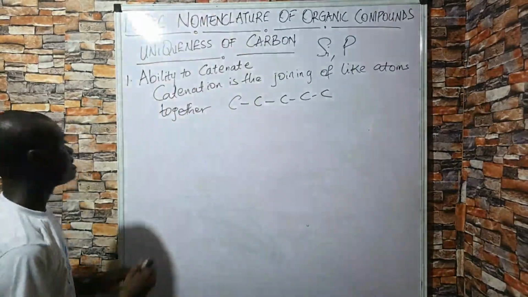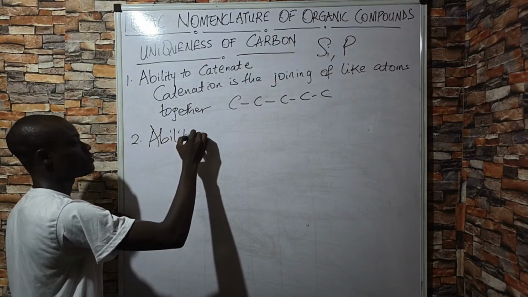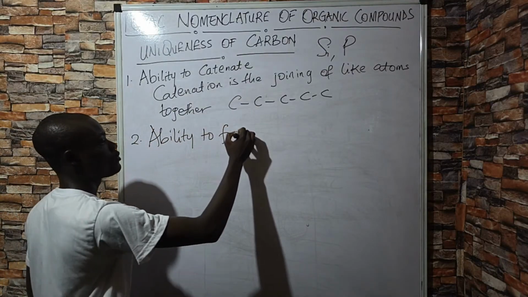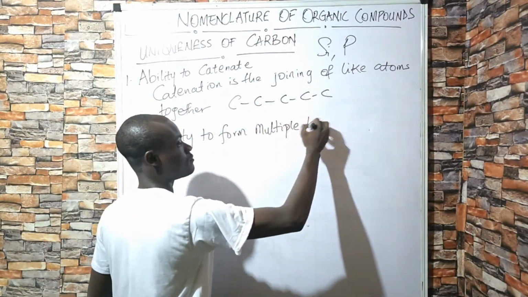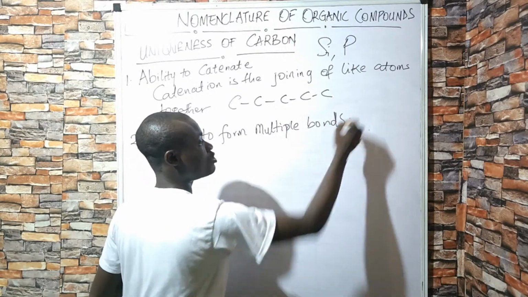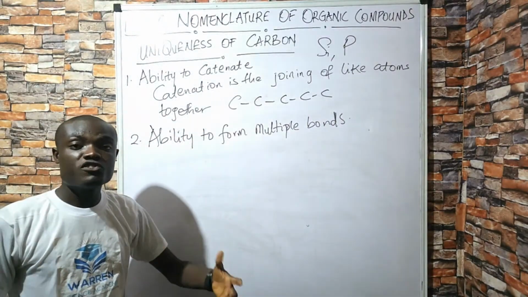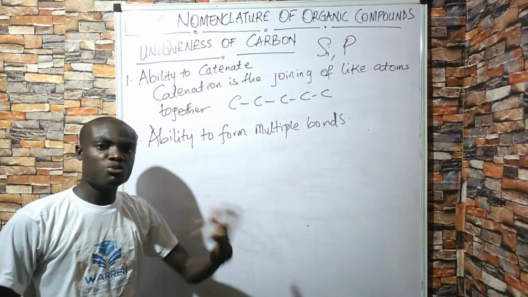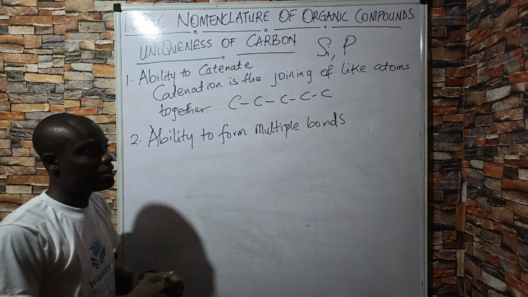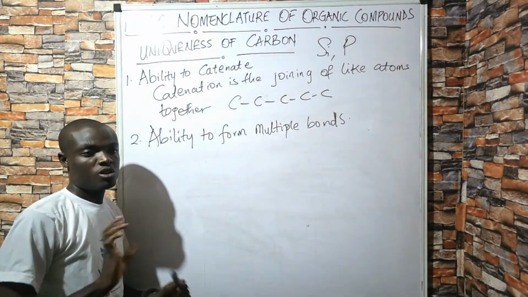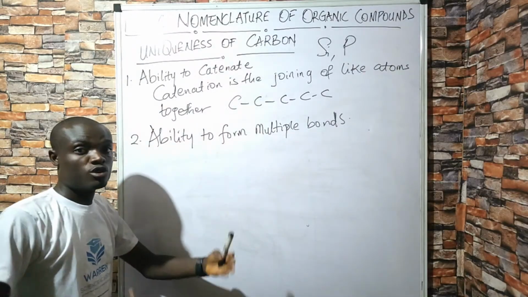Now the second ability is that carbon has the ability to form multiple bonds. So now you will tend to see things like what we refer to as double bond, triple bond. In some compounds you have the ability to form just a single bond, or maybe just a double bond. Basically, they can form not just single bond, but double bond and triple bond.